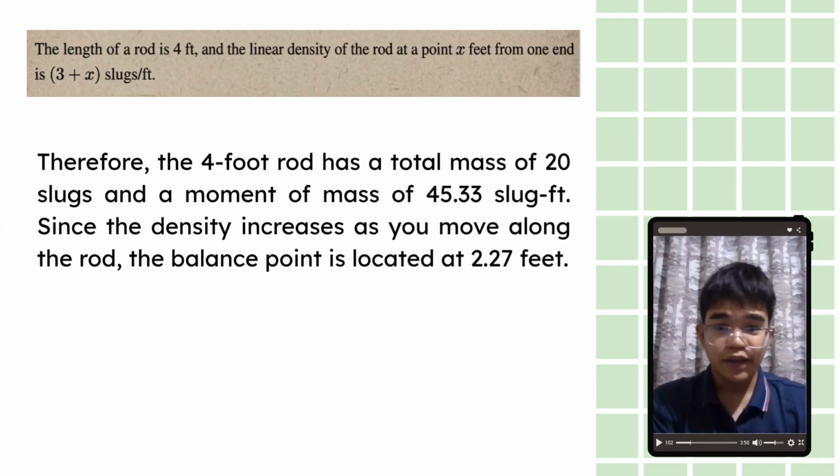Therefore, the 4-foot rod has a total mass of 20 slugs and a moment of mass of 45.33 slugs feet. Since the density increases as you move along the rod, the balance point is located at 2.27 feet.